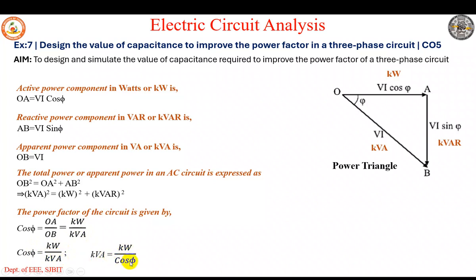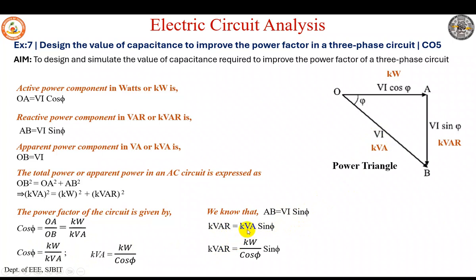kW by cos phi. Now taking from this equation, we know that AB is equal to VI sin phi, right? We can also write this as kVAR is equal to kVA into sin phi, as VI is nothing but kVA here. So we can substitute the value of kVA from this equation. We know that is kW by cos phi, thus we can rewrite this as kVAR is equal to kW into tan theta. Okay, so we will be using this formula in order to find out the value of capacitance.